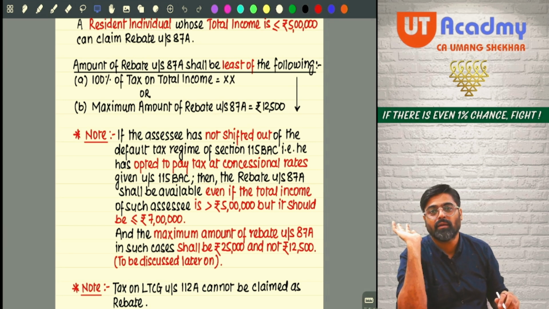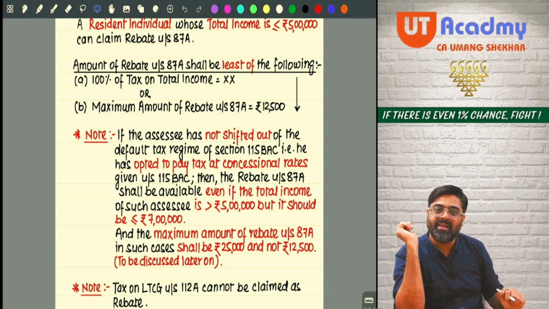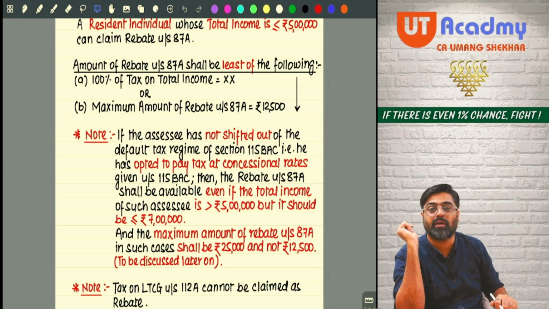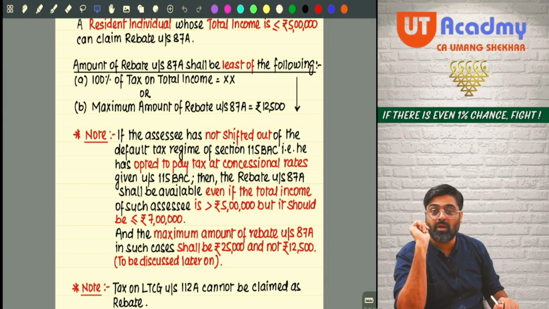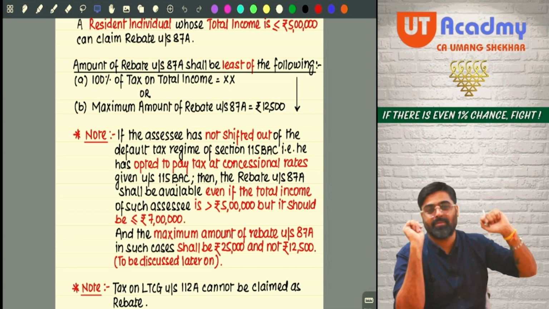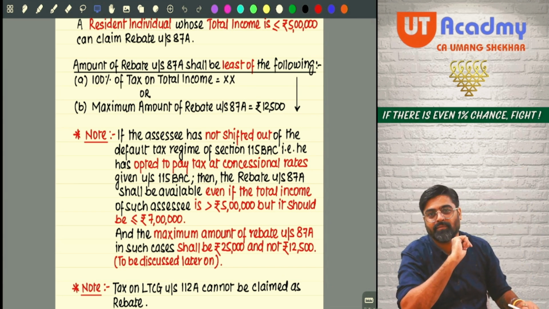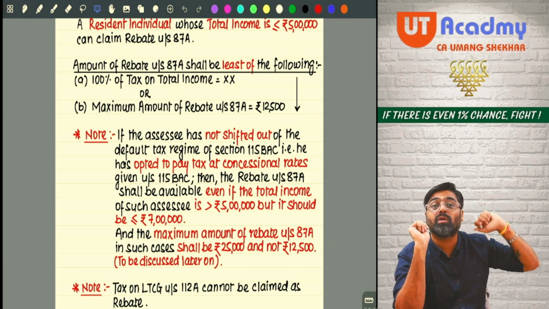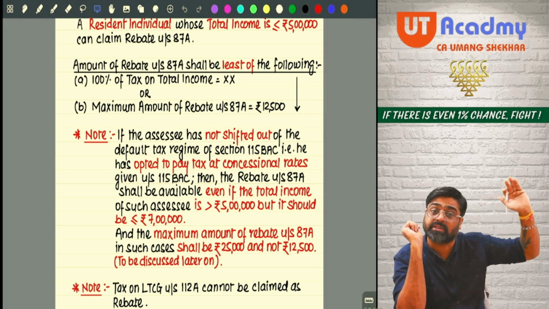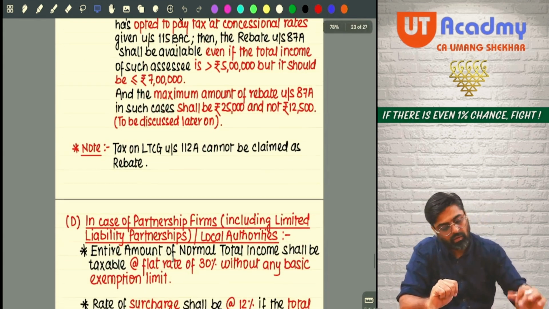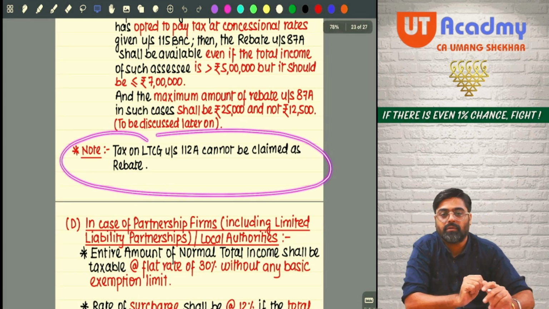Understood? But when you go to 115BAC, there the limit for total income is not 5 lakhs. The limit is 7 lakhs. Up to 7 lakhs you can get rebate. And there sometimes it might also happen that even if your total income exceeds 7 lakhs, you are still eligible to get rebate over there, which is not possible here. Got it? Here you will entirely lose your 12,500. There you will not entirely lose 25,000, but you will lose something, but still you will be eligible to get rebate over there. Got it? Now, read this part.